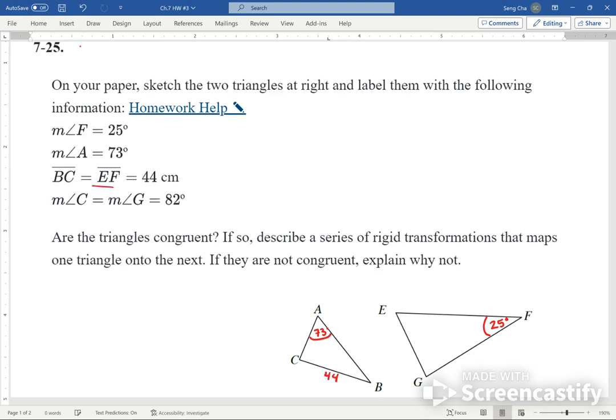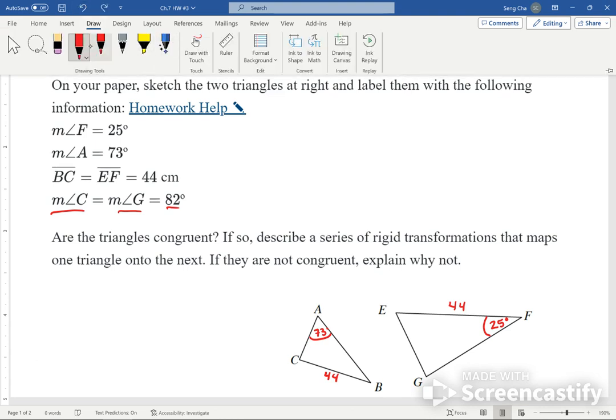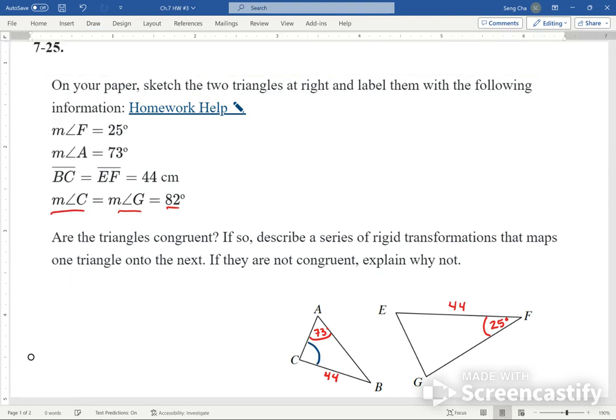And EF, so both of them, BC and EF, are both 44. They don't look the same, they don't look congruent, but they're both 44. And the angle C and the angle G right here are both 82. So angle C, I'll use a different color. How about that? So that's angle C, 82. And angle G, also 82. Okay.